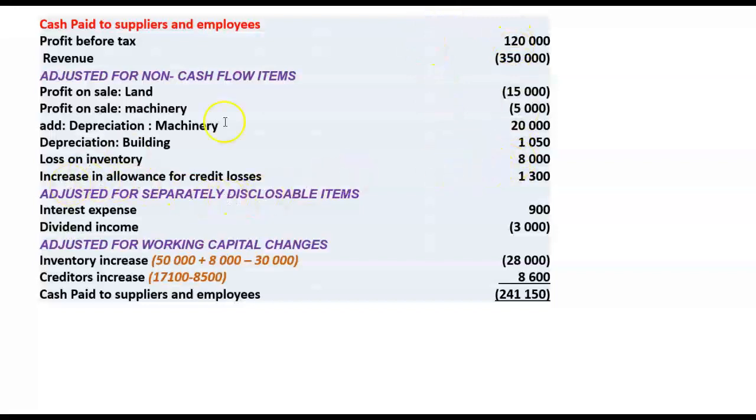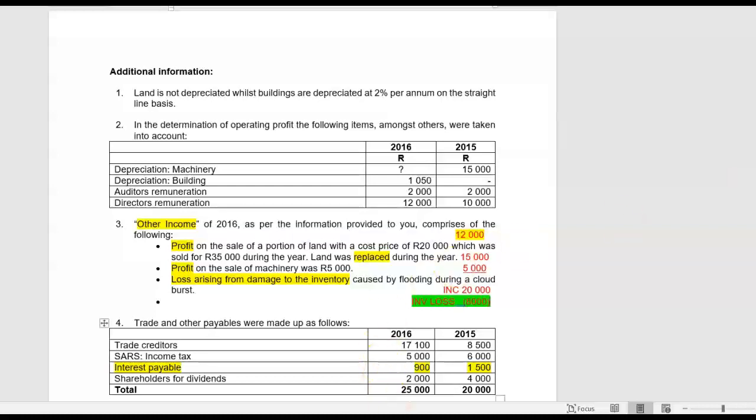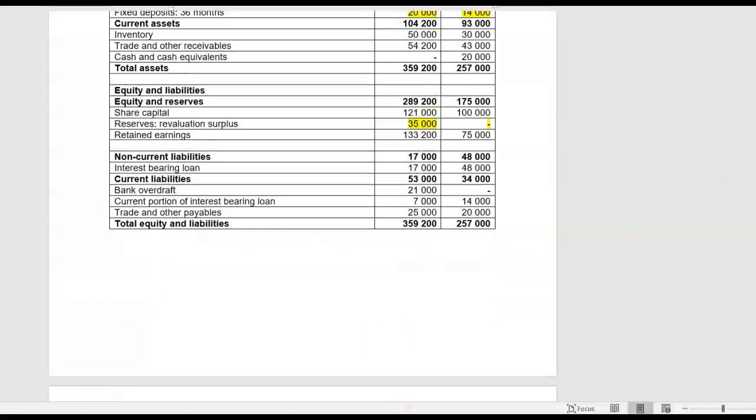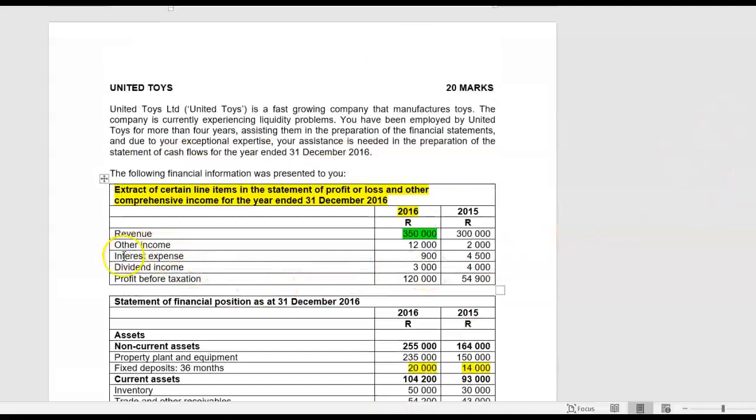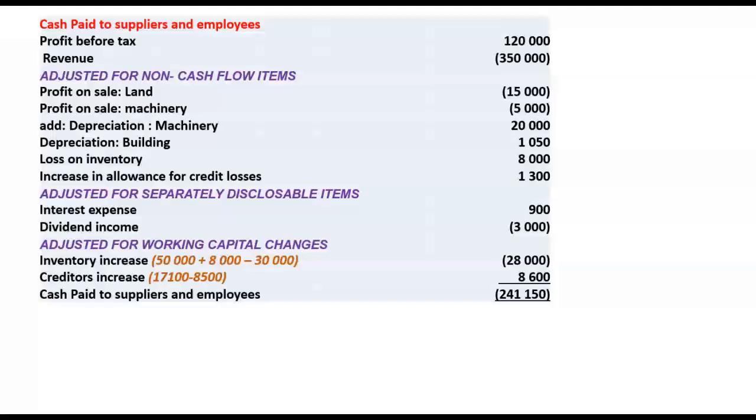Great. Then I have to adjust profit before tax for separately disclosable items. Now I can only adjust profits with amounts that were accounted for against profits. So if we go to our income statement, we had an interest expense. That obviously affected my profit before tax. So that interest expense, which was accounted for against 120,000, was 900 Rand. So I'm going to add back the 900 Rand.